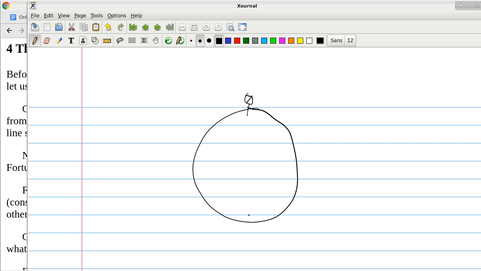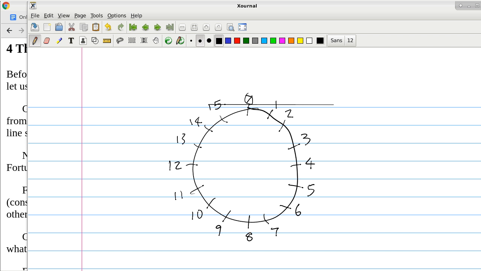So we got 1, 2, 3, and 4. So we chop the circle into 16 pieces, and then we start to number these pieces, right? Okay? So we got 0, 1, 2, 3, 4, 5, 6, 7, 8, 9, 10, 11, 12, 13, 14, and 15. Is that okay? Anything really surprising here?